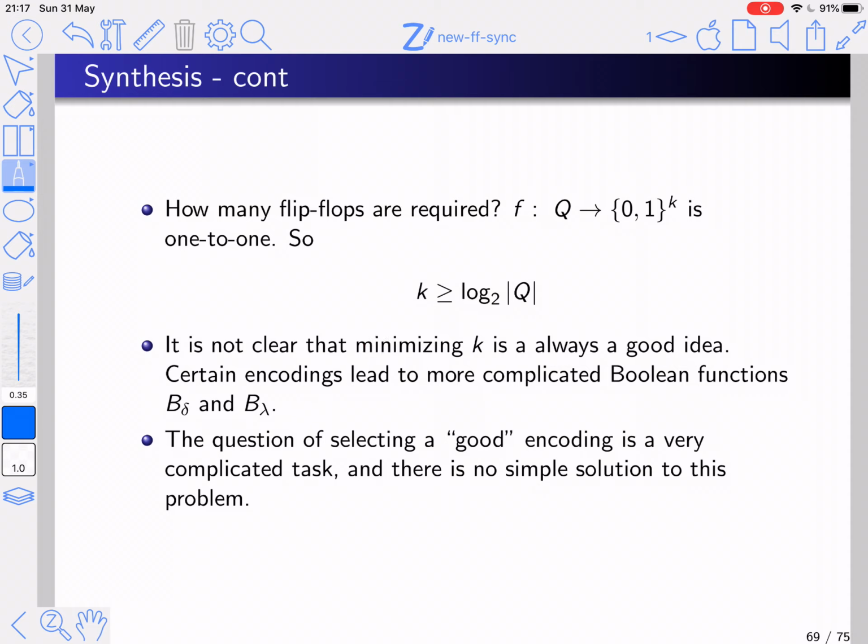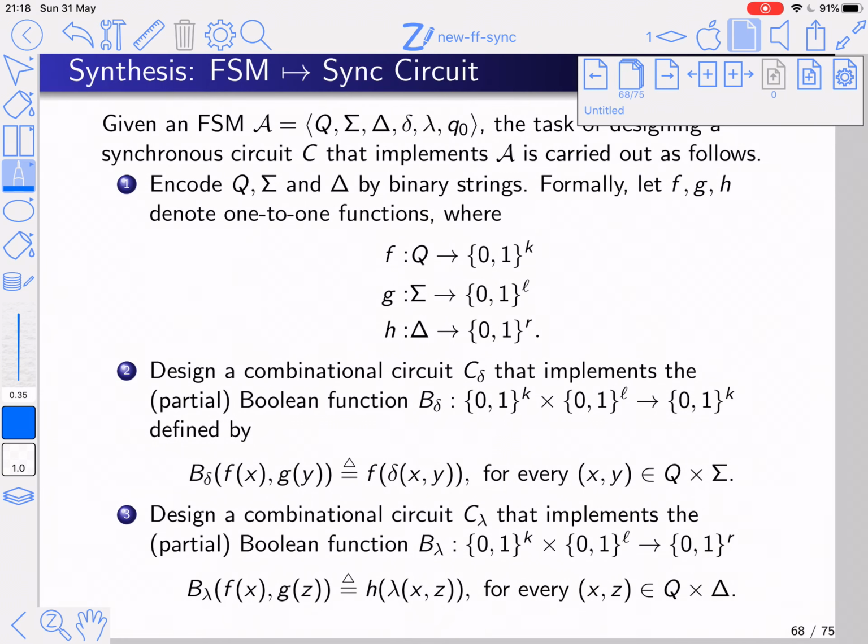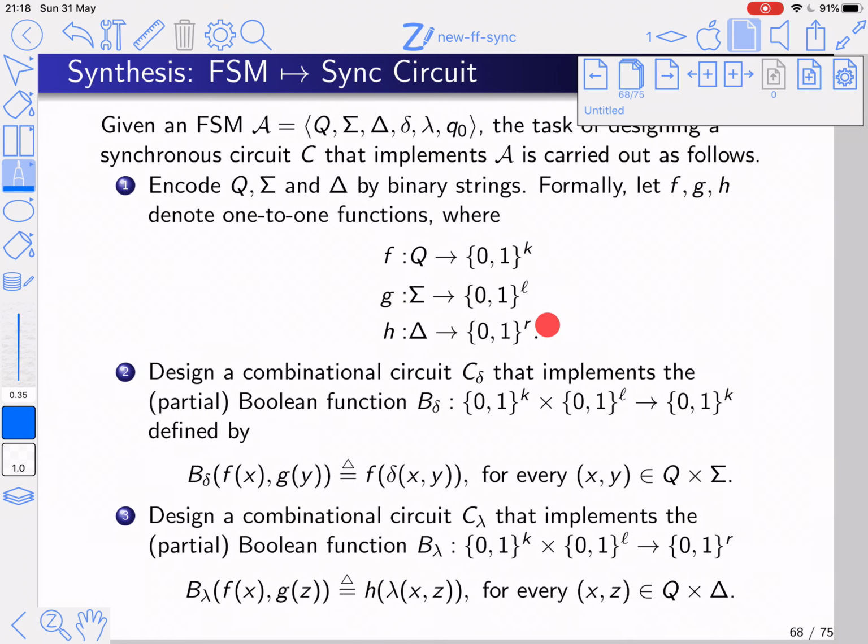Certain encodings lead to more complicated Boolean functions b delta and b lambda. So the question of selecting the right encoding is a very complicated task, and there's no simple solution to this problem. All I can suggest is the brute force method, in which I just pick k, l, and r to be large enough so that these functions are one-to-one. I choose some arbitrary functions which are one-to-one from q, sigma, and delta. Then I get my definition of my transition function.